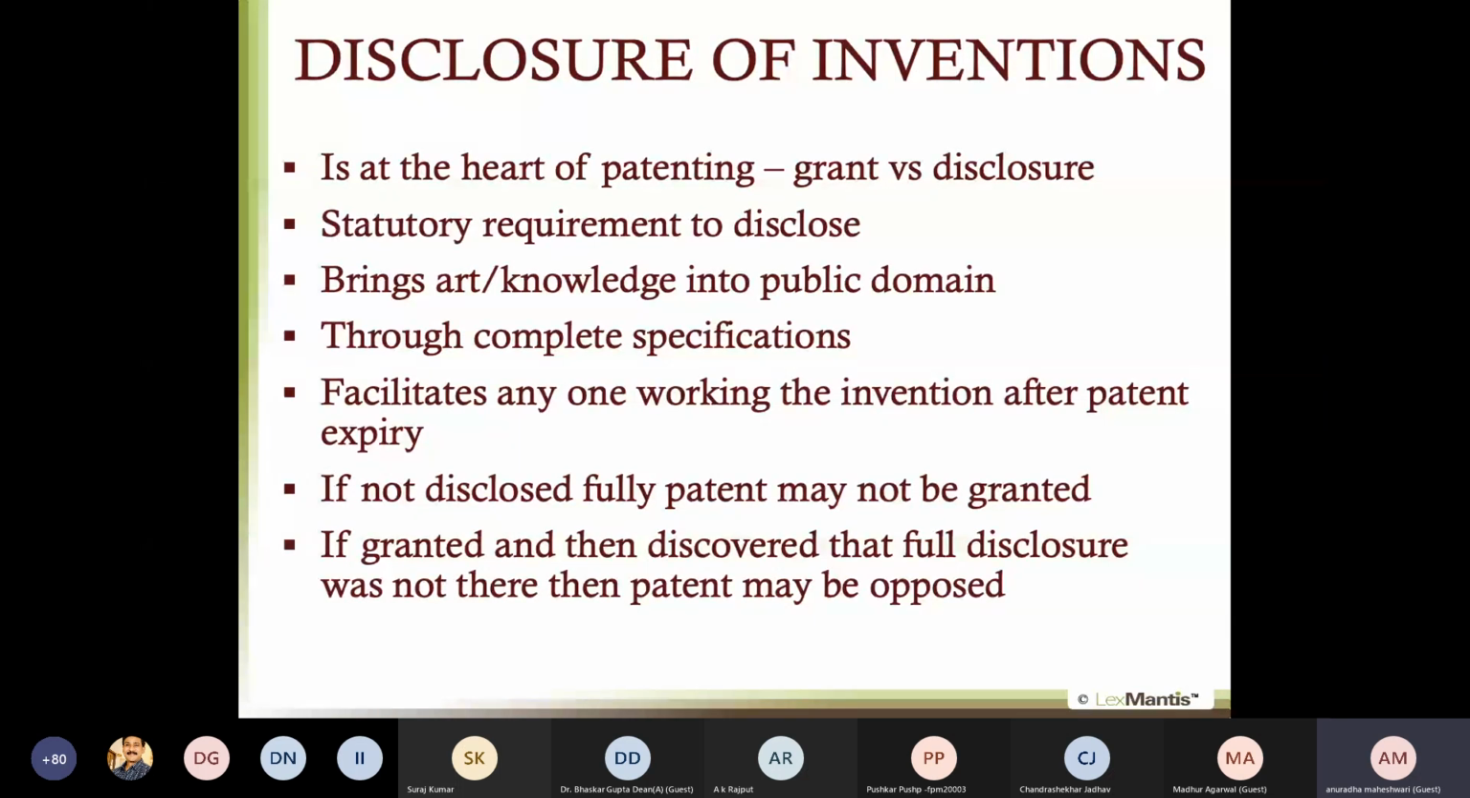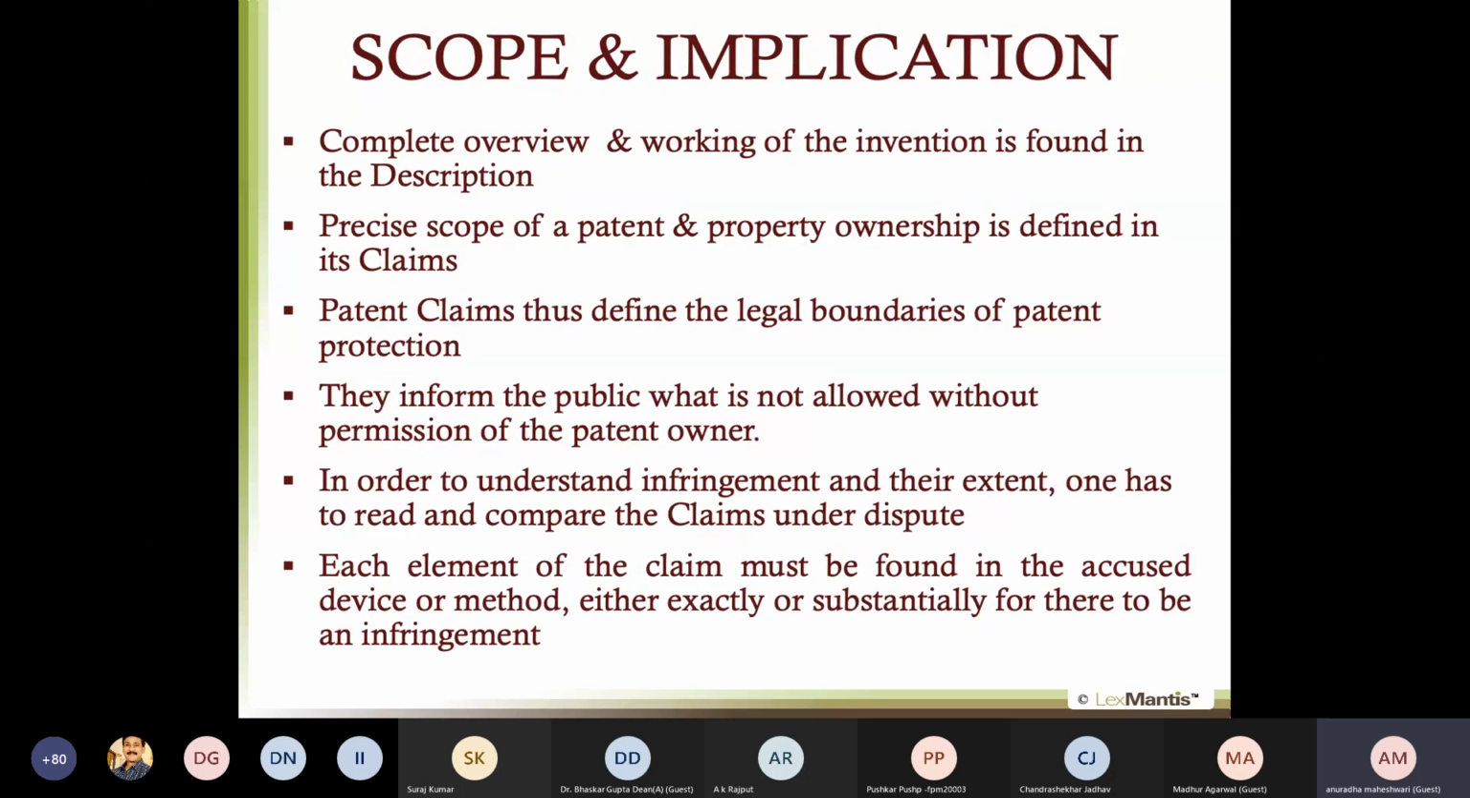Please remember, a patent granted can also be revoked. So the disclosure of the invention is very, very critical to the writing of the patent. When we are writing the patent, we must first understand that we have to give the complete overview of the working of the invention. That complete overview is given in a document which we call the description.